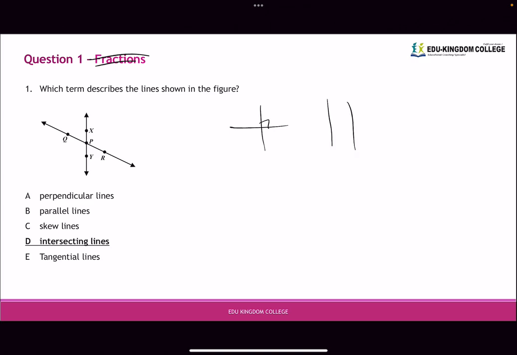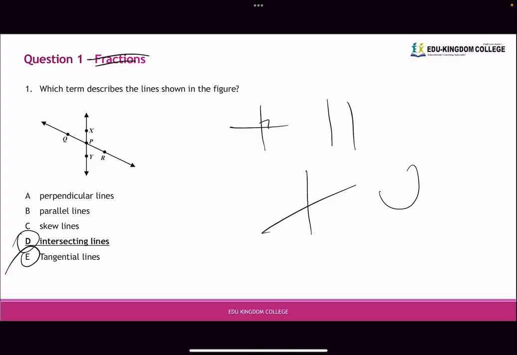Skew lines, I'm not entirely sure what that is, to be honest. Intersecting lines is the correct answer, because the two lines are intersecting each other, but they don't really have a special relationship. Tangential lines are not important at this point. You can only have them when you have at least one curve.